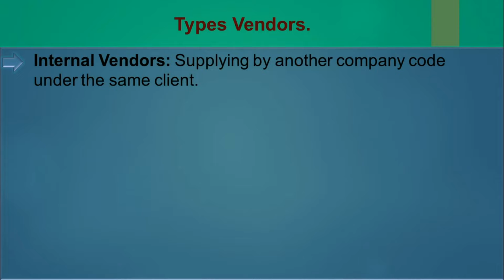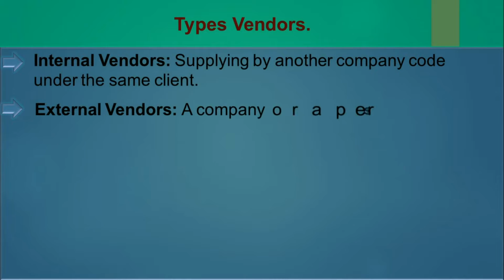Going further, there are various types of vendors available according to different properties. So here I will cover a few of them. They are most important. So first one is internal vendor. Internal vendor is supplying by other company codes under the same client. So that might be the scenario if that client has more than one company and any other company sends goods as a vendor to another company, or a supplier who is a part of the same company as its customer can also be an internal supplier.